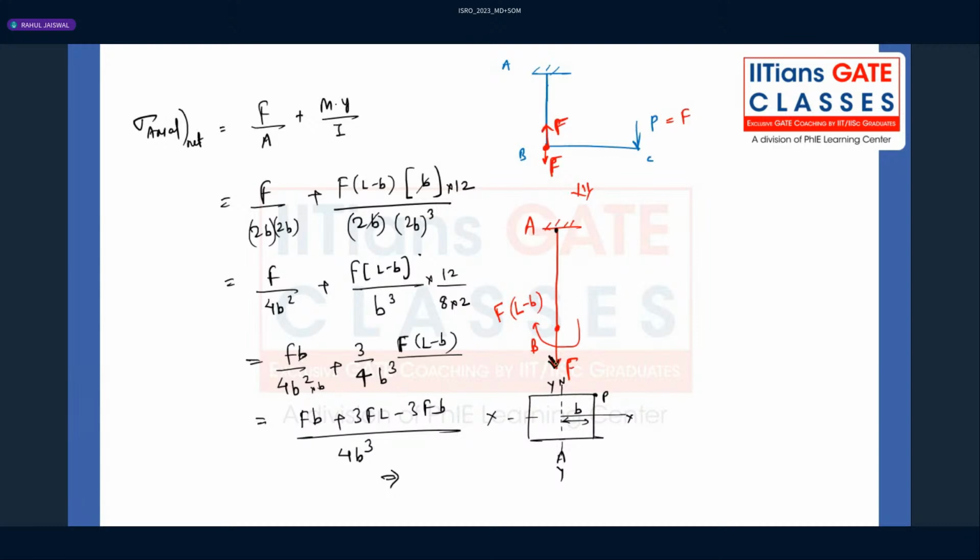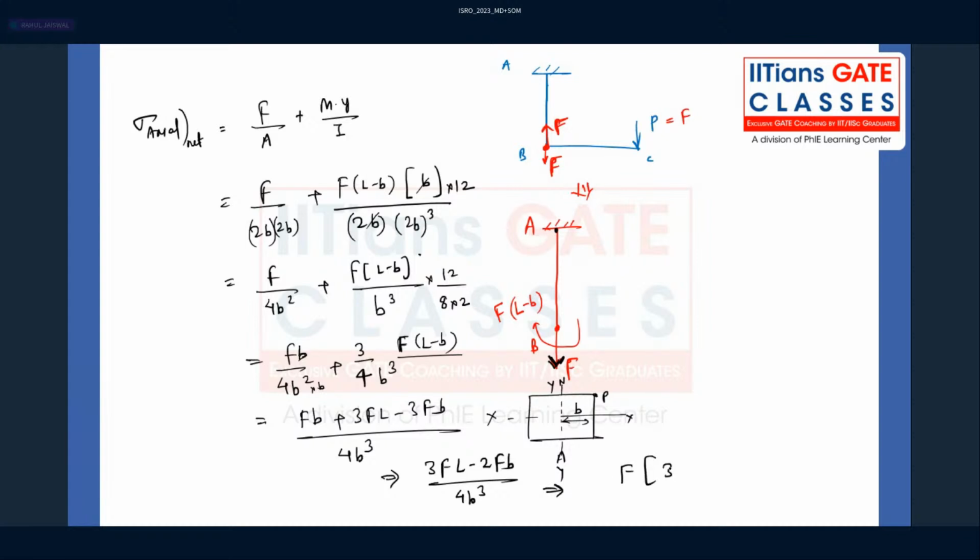See, because of this F force, there is a tensile load, tensile stress, and P point is situated on top fiber. Top fiber is also subjected to what? Tensile bending stress. So both will be added together. So finally, 3FL minus 2FB divided by 4BQ. So final answer will be what?